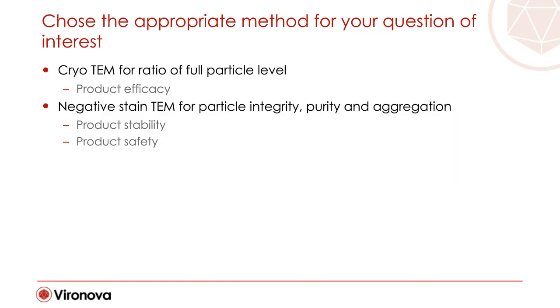So when working with electron microscopy, it is extremely important to choose the appropriate sample preparation and imaging method for your question of interest. If you are interested in the level of full and empty particles, you should go for cryo. If you are interested in the integrity of your particles, the level of purity and aggregation, you should go for negative stain. And from the experience we have with our clients, most of you would like to have information from both techniques.